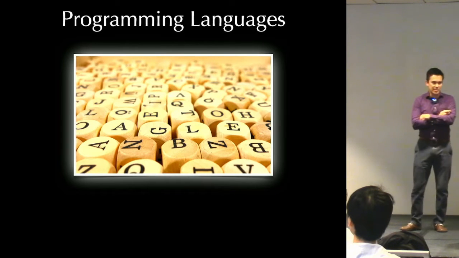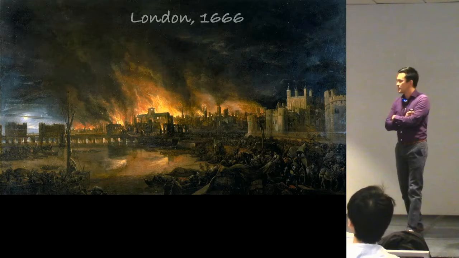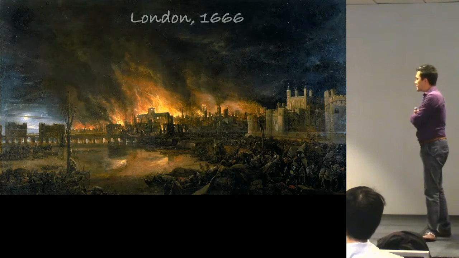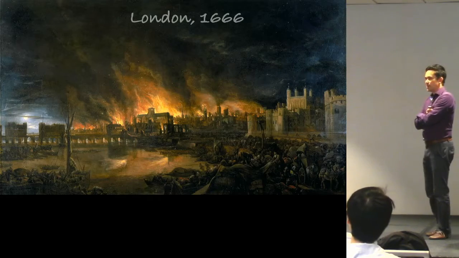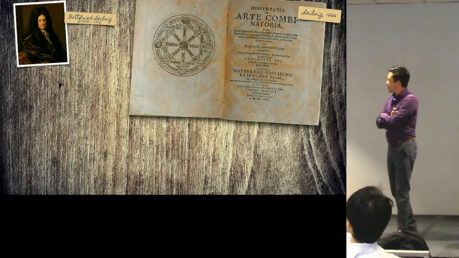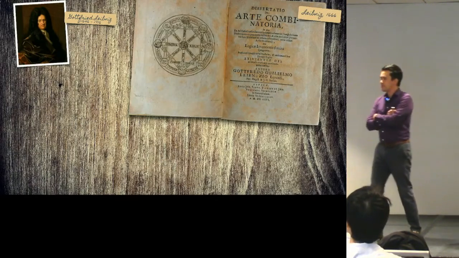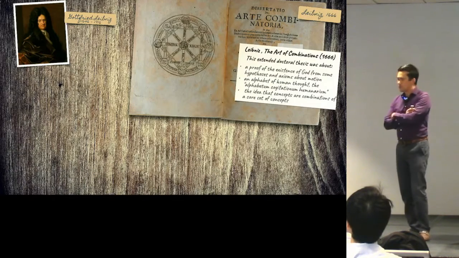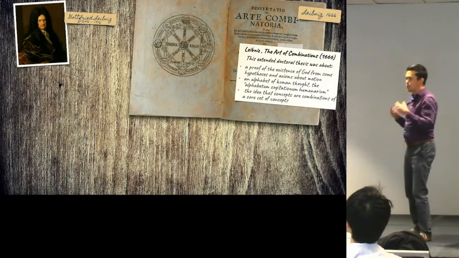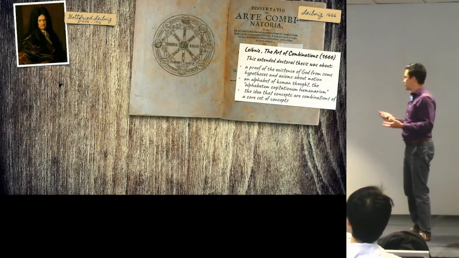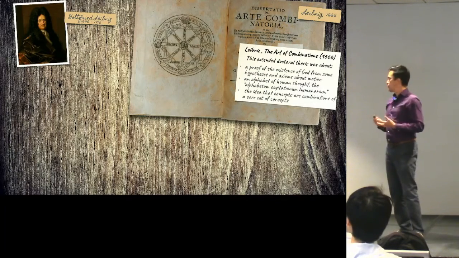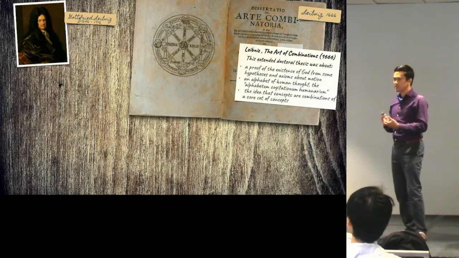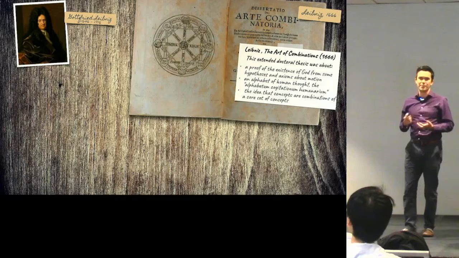And it really is history, because I'm going to take you back to 1666, and London is burning. What's happening in 1666 isn't just that London is burning, but also that this chap here, Leibniz, has finished his PhD dissertation. His dissertation is on the art of combinatorics. It's about a proof of the existence of God from some fundamental principles, an alphabet of human thought, and the idea that all concepts are combinations of a core set of concepts. So he's thinking about modularity right from the beginning.